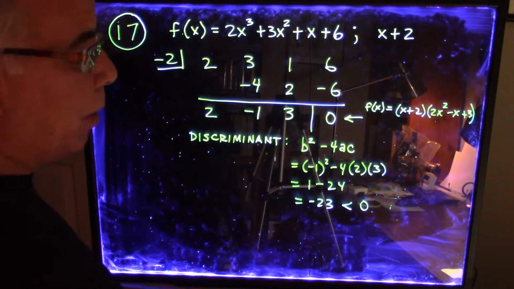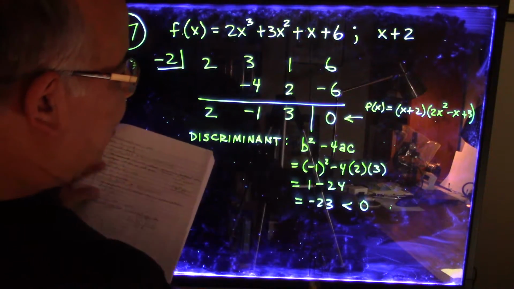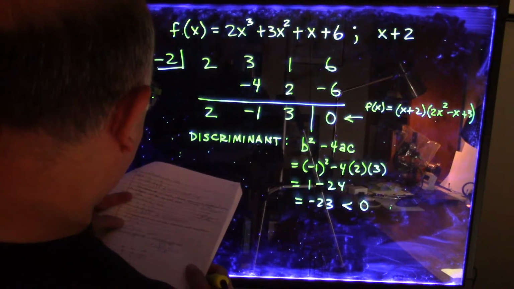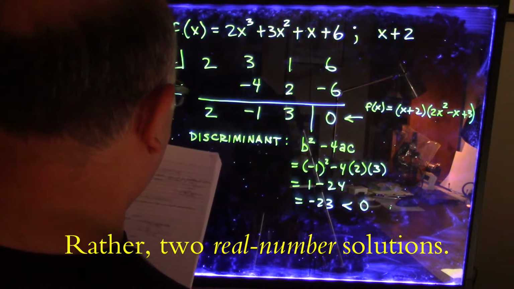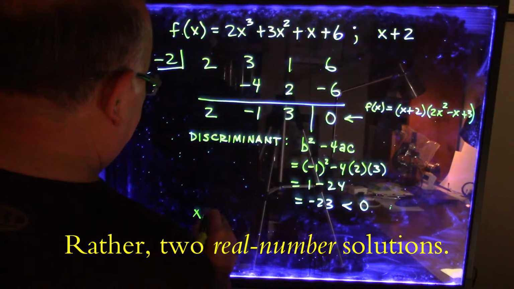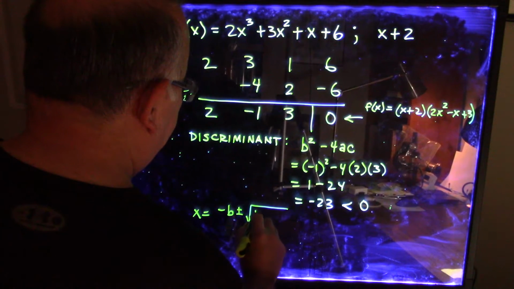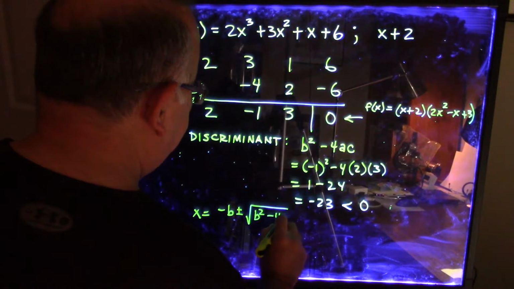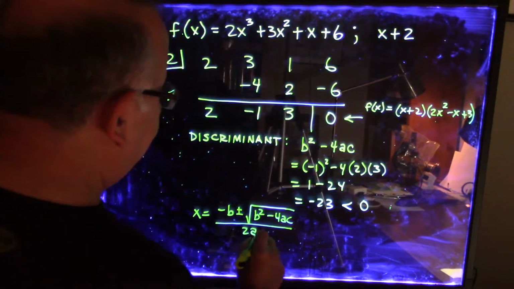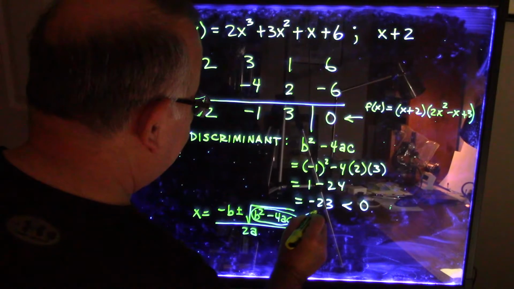If it equals 0, there's only one rational solution. And if it's greater than 0, then you've got two irrational solutions. Okay, so look that up in your book, discriminant. It comes from the quadratic formula, x equals negative b plus or minus the square root of b squared minus 4ac all over 2a. Remember that? That's the quadratic formula. This under the radical here is the discriminant.